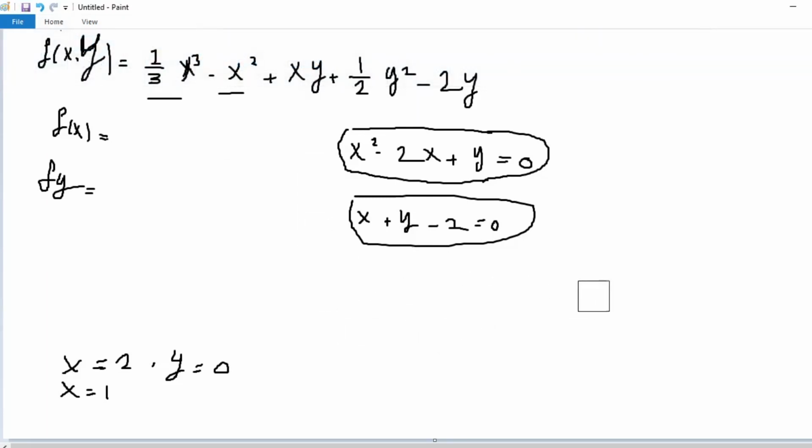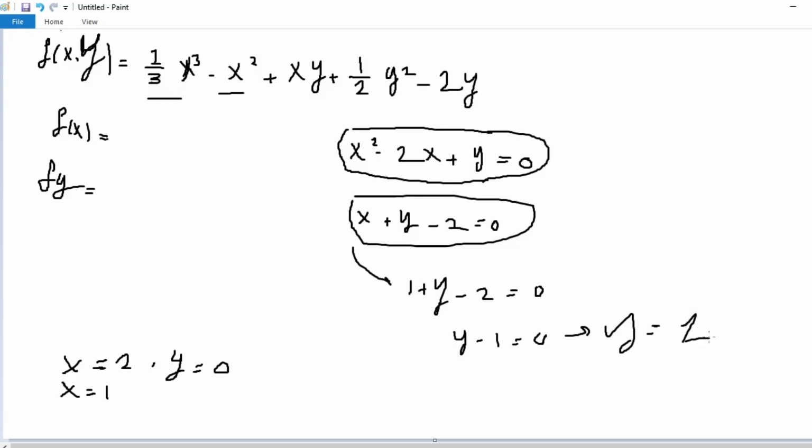So let's deal with the second x. I will insert the x here. So 1 plus y negative 2 is going to equal 0. So 1 minus 2 is going to be y minus 1 equal to 0. So y is equal to 1. So here we have two critical points, which are 2 comma 0 and 1 comma 1. Okay, so let's continue. Let's make some space here a little.